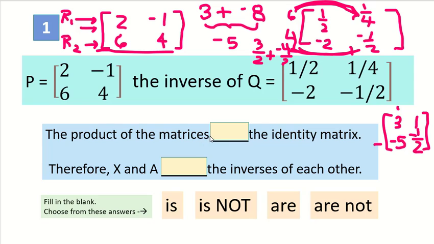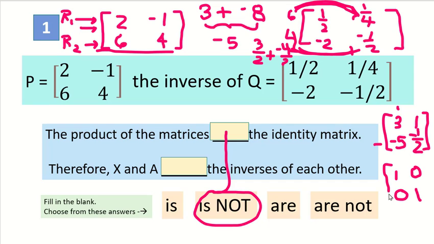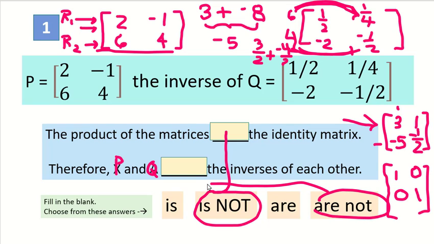So the product of the matrices is not the identity matrix. I was looking for this matrix. If I got this matrix, then I could say that P and Q are the inverse of each other. So we didn't get the identity matrix. We got this instead. So they are not the inverses of each other.